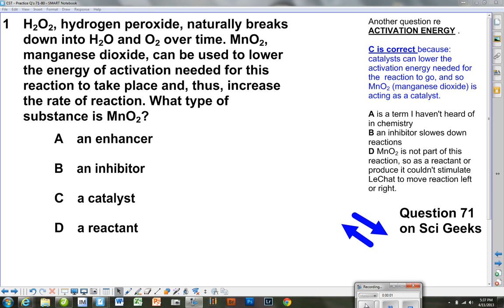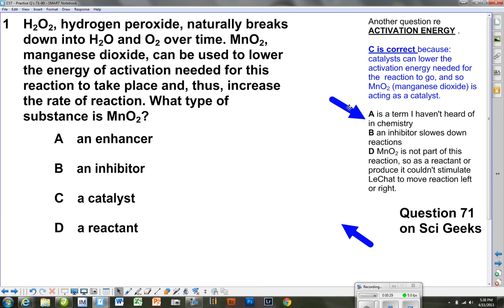This video will cover questions number 71 to 76 in the State of California released CST questions. So I'm going to go right to it here. C is the correct answer because catalysts can lower the activation energy needed for the reaction to go. And so manganese dioxide is acting as a catalyst.